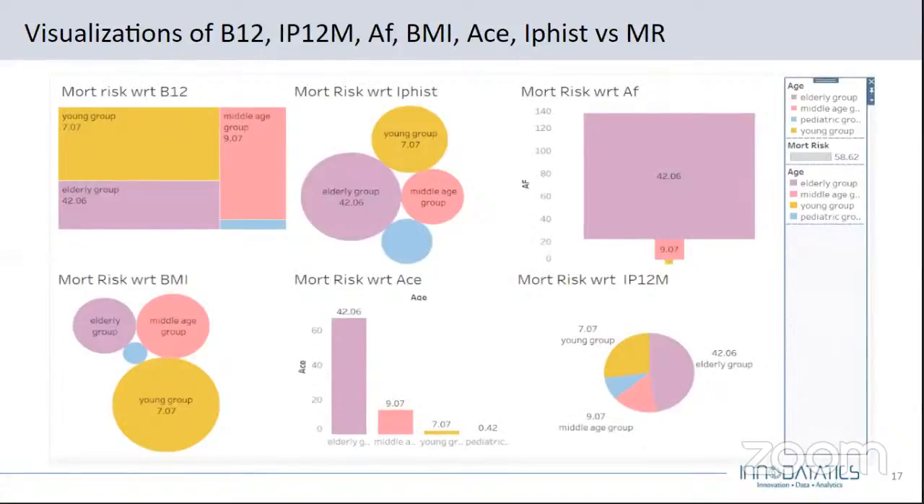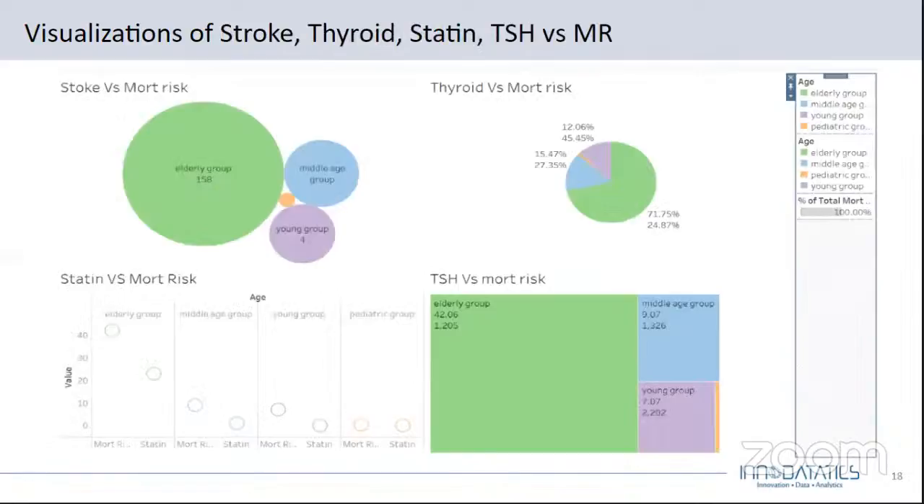Here you can see the B12 with respect to the mortality risk. Coming to B12, you can clearly see the younger group are affected more. Comparing with IP-HIST and AF, you can see the elderly group are affected more. Coming to BMI, ACE, IP12M, you can clearly see that most of the people in the elderly group are affected more. Next slide, please.